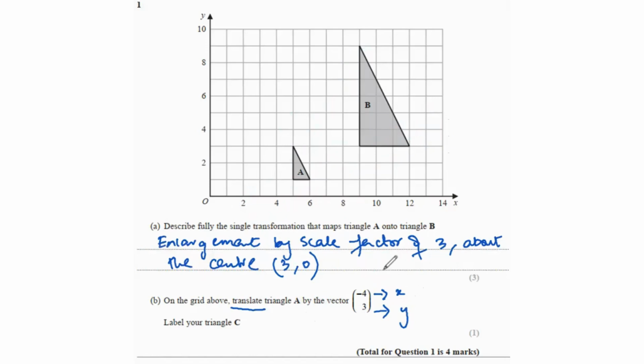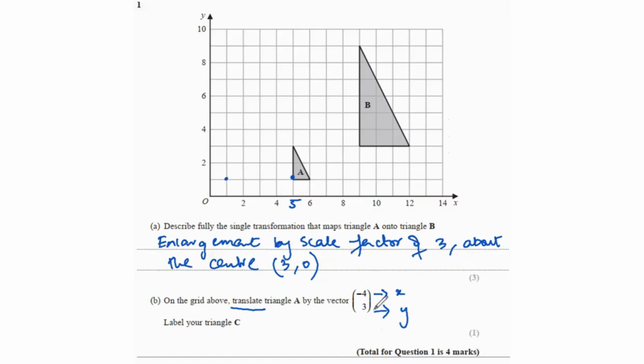So if the top number is negative, then we move the shape to the left side. If the top number is positive, we move the shape to the right side. Similarly, if the bottom number is negative, we move the shape down. And if it's positive, we move the shape up. Here, since X is negative, that means you'll move the shape to the left-hand side. So if you pick one point over here, this one, this is 5 over here. So 5 will move 4 units to the left, which means it's going to come at 1.